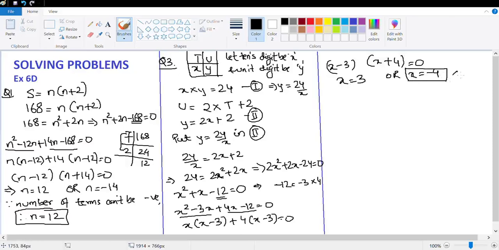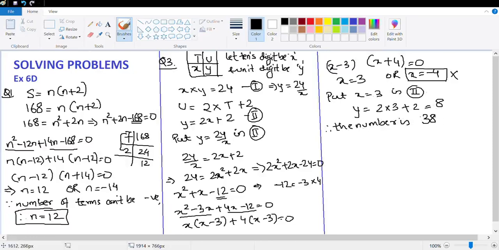Now since the number is not given to be a negative number, this is not possible. So put x is equal to 3 in equation 2 and I get y is equal to 2 into 3 plus 2, which is 8. Let's read the question. If the question says find the number, therefore the number is x and y, so that's 38. Perfect. Let's move on to the next question.